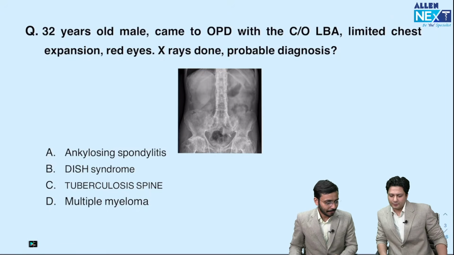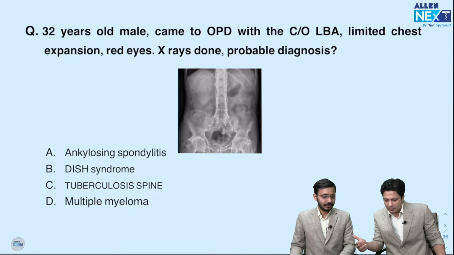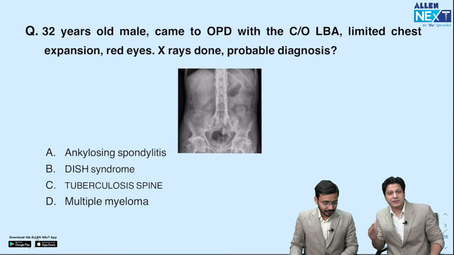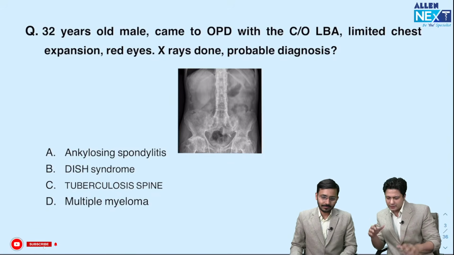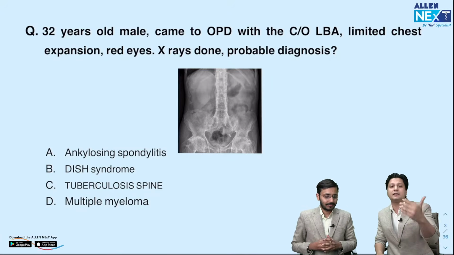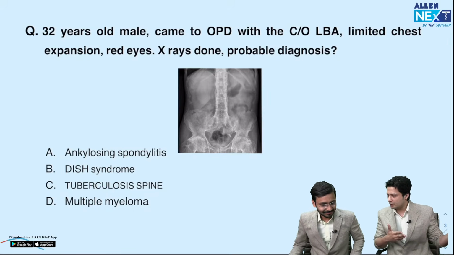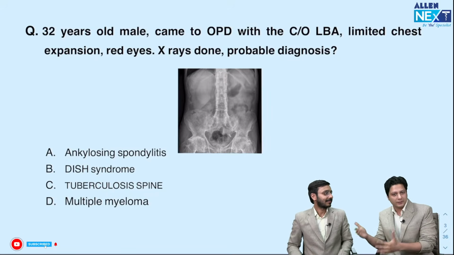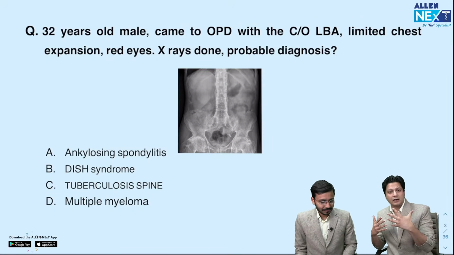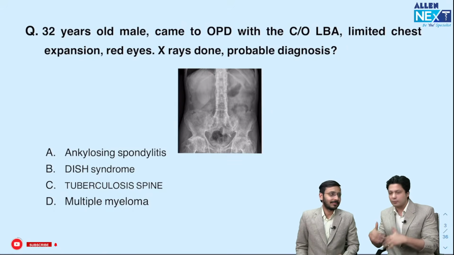Question number 1: a 32-year-old male came to OPD with a complaint of low backache. Now this is one clinical feature mentioned in the question. Limited chest expansion is another associated clinical feature. Red eyes is a very important and key clinical feature on the basis of which you have already made the diagnosis. This question was asked in the most recent INI-CET examination. The essence of analyzing this question is to discuss the differentials which are provided in the options.